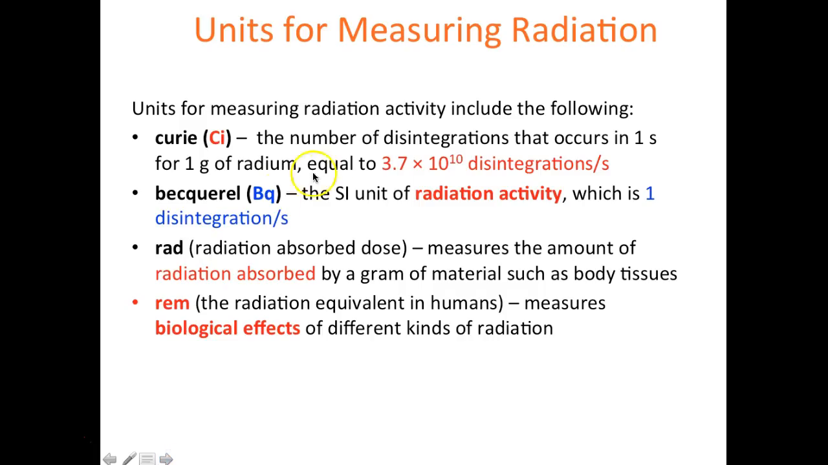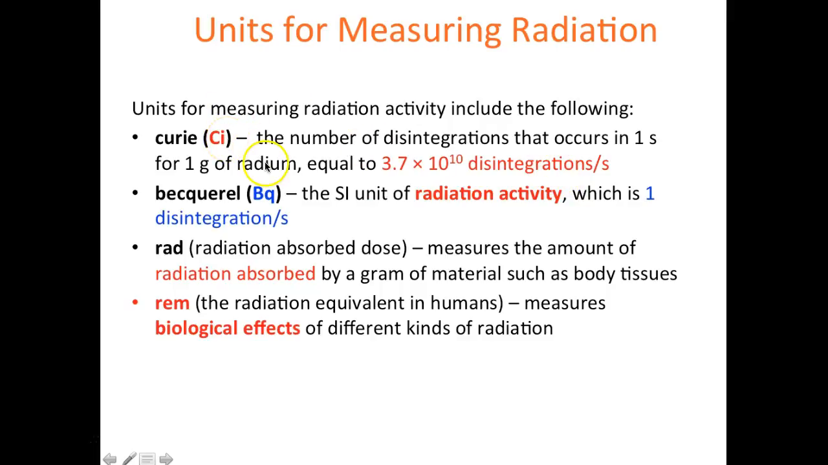So what are the units for measuring radiation activity? It's the Curie, with the symbol Ci, capital C, lowercase i, and it's defined as 3.7 times 10 to the power 10 disintegrations per second occurring in 1 gram of radium. So in 1 second, in 1 gram of radium, 3.7 times 10 to the power 10 disintegrations equals 1 Curie.